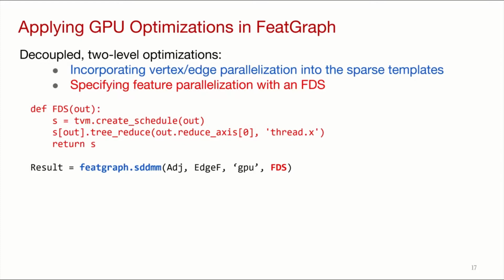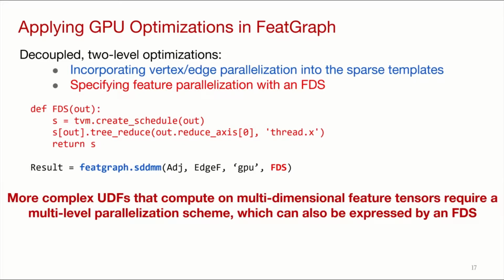This slide shows how FeatGraph applies the GPU optimization techniques, same as on CPU. It does decoupled two-level optimizations. It incorporates vertex or edge parallelization into the sparse templates, and it allows the user to specify feature parallelization with an FDS. As shown in the code, the FDS applies tree reduction on the feature dimension. If we have a more complex user-defined function that computes on multi-dimensional feature tensors, we may require a multi-level parallelization scheme, which can also be expressed by the FDS.